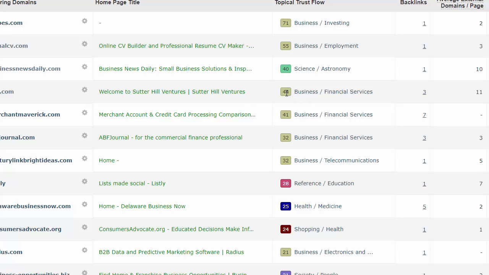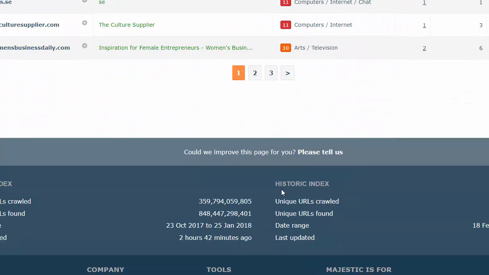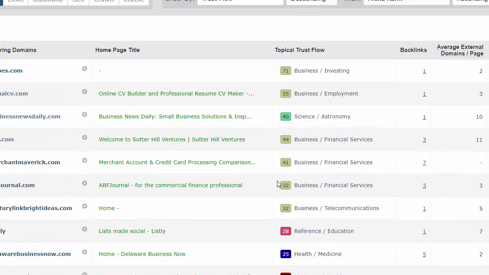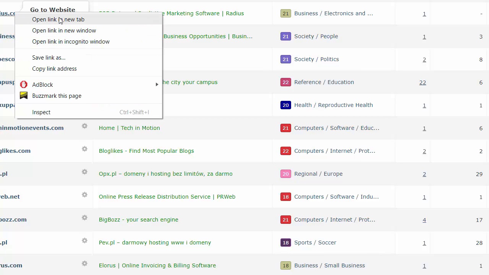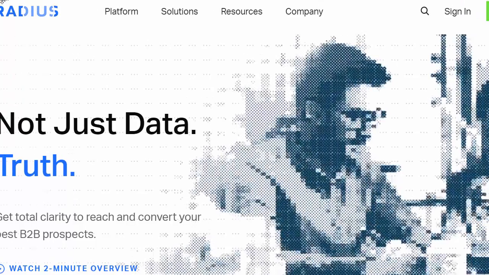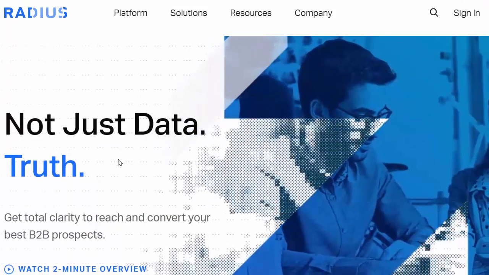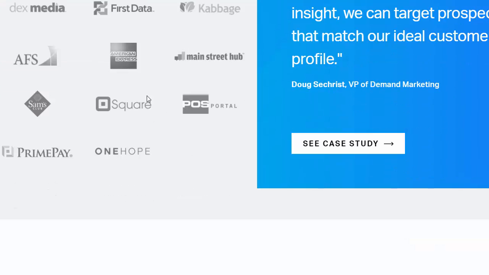You're going to go through and look for opportunities to get links that are in your topical trust flow. And how far do you go down? Do you go down to a 10, 12? I don't think so. I think maybe 20 would be your number. But if you can find a good link like this radius.com, it's got a 21 topical trust flow for business, even though it's not about finances.